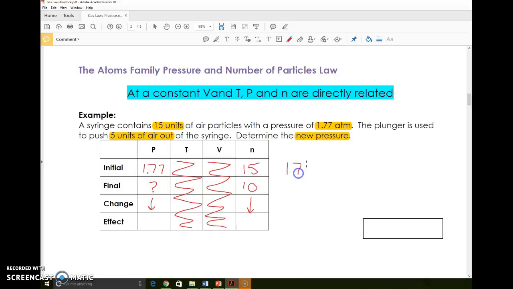We begin with the pressure value of 1.77, and again we're going to multiply that by a proportion. Since we need our final pressure to be lower, we're going to put 10, the lower number, on the top, 15 in the denominator. And as I punch this into my calculator, I get a result of 1.18. As I look back at my ice table, I am limited by the number of sig figs in the initial units in the syringe, and so I'm going to round this to 1.2, and the units are atm.